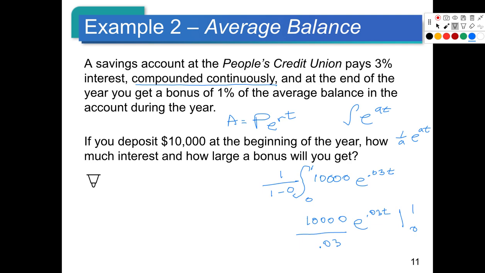We plug in 1, so what's 10,000 divided by 0.03? Let's do that. 10,000 divided by 0.03 is actually, wow, 333,333.33. So I'm going to put that on the outside. We'll get e to the 0.03 times 1 minus e to the 0.03 times 0. 0.03 times 0 is 0. E to the 0 is 1. And this just becomes e to the 0.03 minus 1.